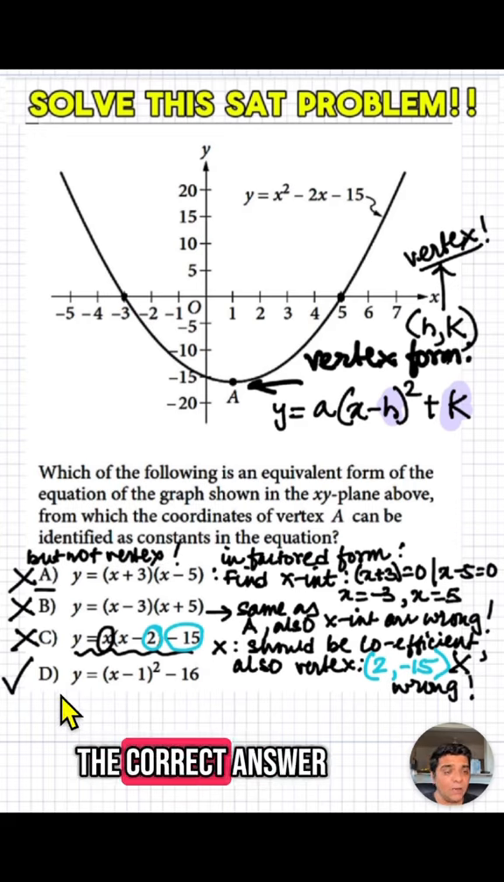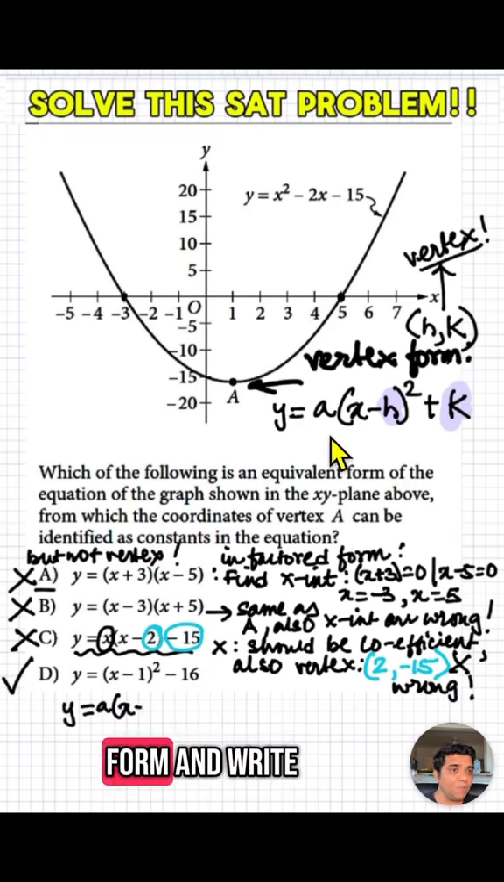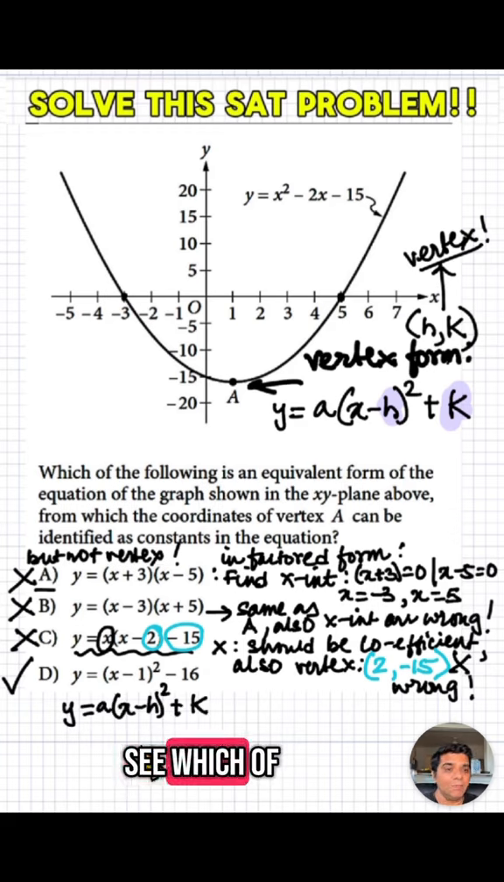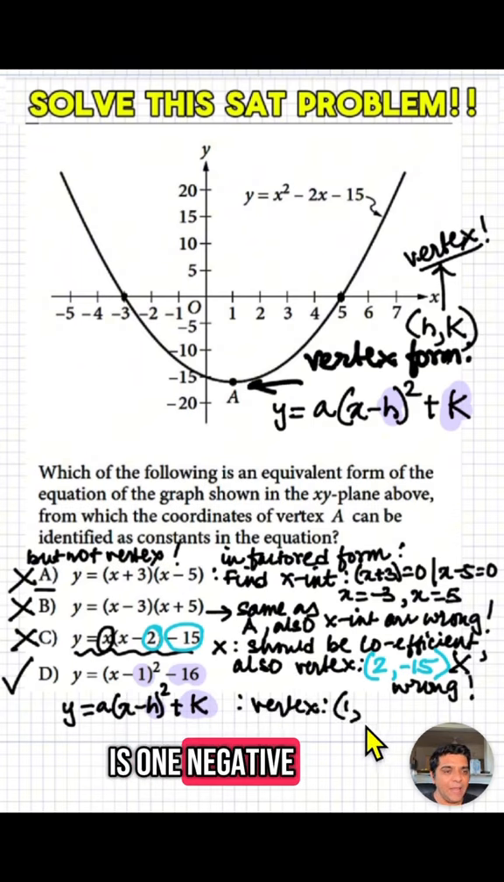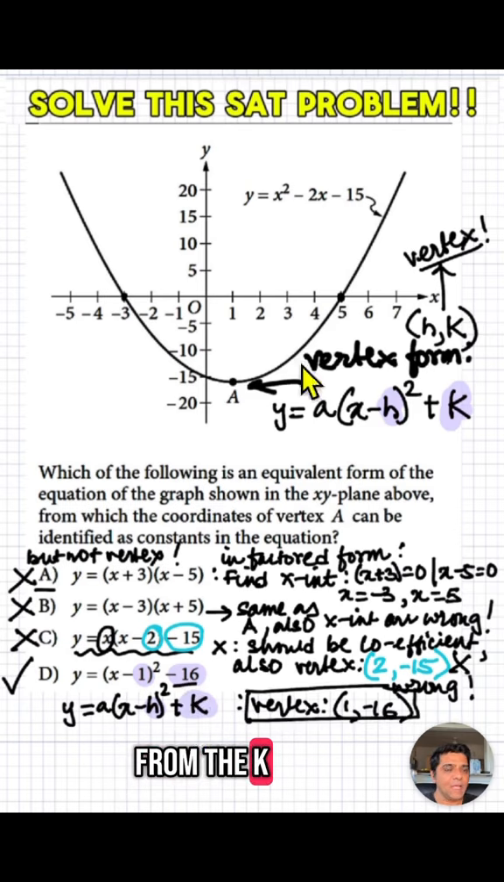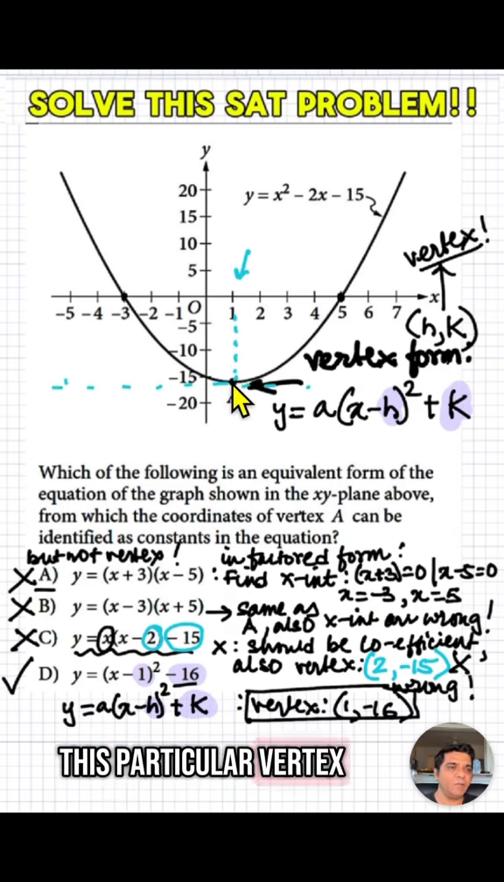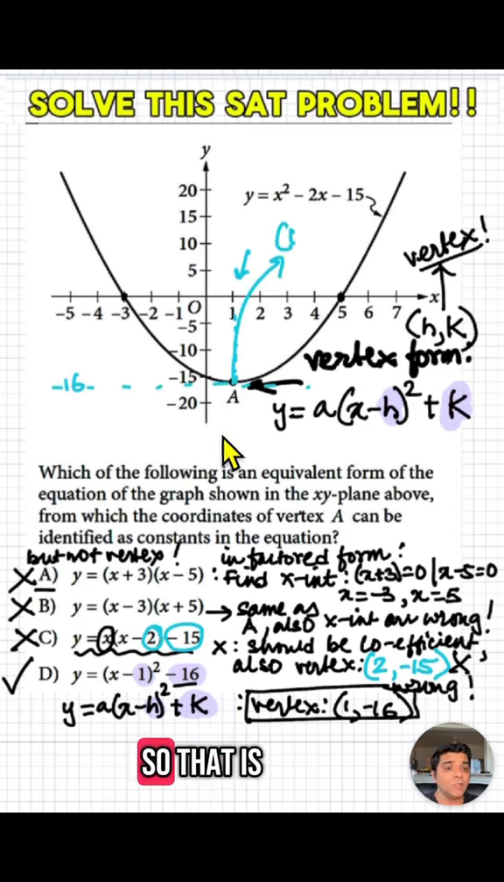Choice D is now, of course, the correct answer. Now let's quickly see why that is the case. Let's take this form and write it below, so we can see what is what here. A, x minus h squared plus k. H is 1, the x value of the vertex. K is negative 16. So you have 1, negative 16 as the vertex. Let's go and check here real quick. The vertex is 1 and negative 16, which is from the k. So 1 and negative 16 fits this particular vertex coordinate perfectly. So that is going to be our right choice, choice D.